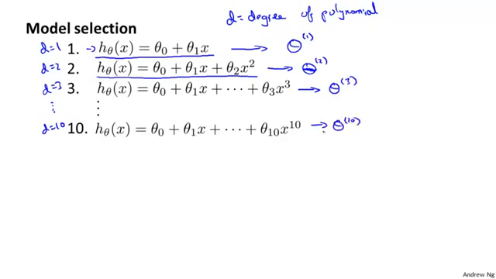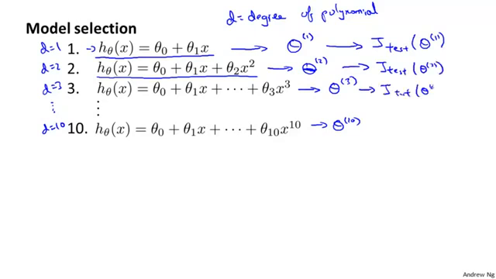And one thing we could do is then take these parameters and look at the test set error. So I can compute on my test set J test of theta 1, J test of theta 2, J test of theta 3, and so on. So I'm going to take each of my hypotheses with the corresponding parameters and just measure the performance on the test set.